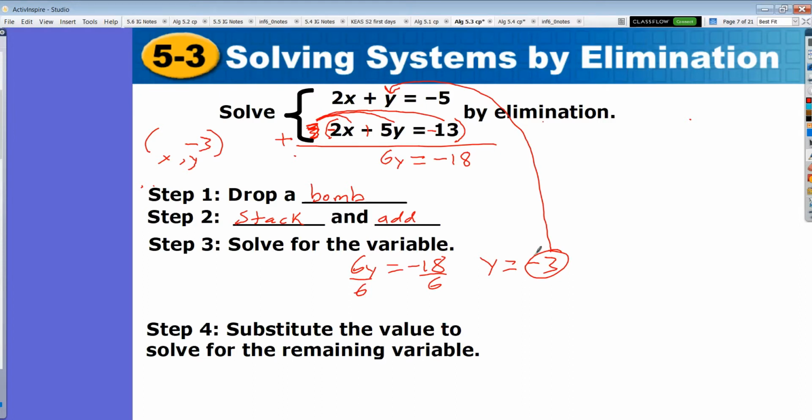So if I put -3 in there, that top equation is going to look like 2x. All right, -3 in for y, we're just going to make that -3 equals -5.